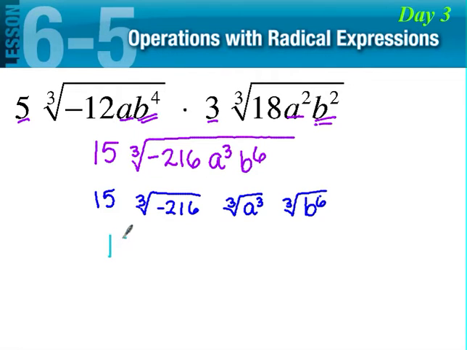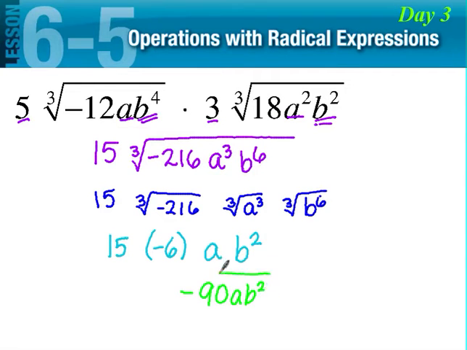What's the cube root of negative 216? 6. Now be careful. What is it? Negative 6. What's the cube root of a cubed? A. What's the cube root of b to the 6th? B squared. So now our final answer is going to be to simplify those. What do you get? Negative 90 a b squared. There you go. That's it. Biggest thing, step by step. Don't try to do too much at once.